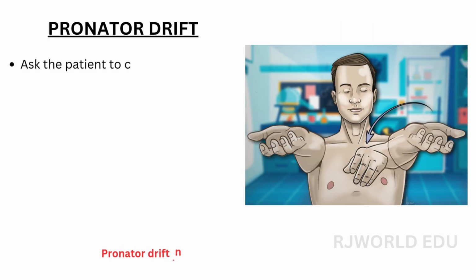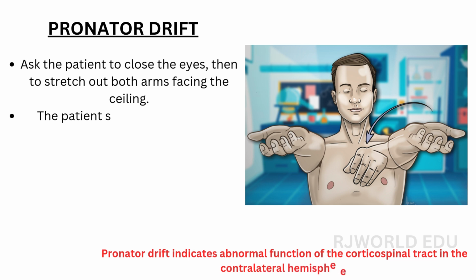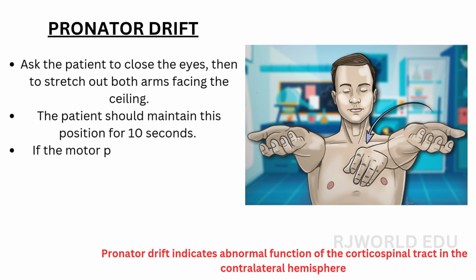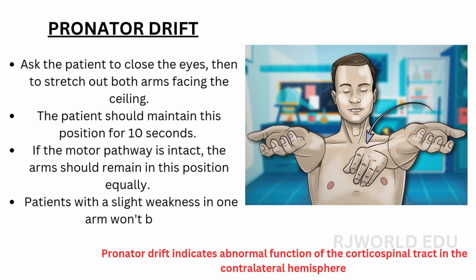Pronator drift. Ask the patient to close the eyes, then to stretch out both arms facing the ceiling. The patient should maintain this position for 10 seconds. If the motor pathway is intact, the arms should remain in this position equally. Patients with a slight weakness in one arm won't be able to keep it. Pronator drift indicates abnormal function of the corticospinal tract in the contralateral hemisphere.